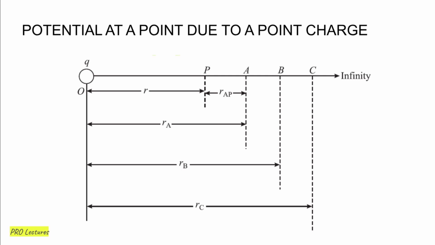Now, to calculate the electric potential at a point P, we use the relationship that work done per unit charge in moving a charge from infinity to the point P is equal to the potential at that point. Let's break down work done per unit charge in moving a charge from infinity to point P as sum of work done in moving unit charge from A to P, B to A, C to B, and so on till infinity. Let's begin by calculating the work done per unit charge in moving the charge Q0 from A to P first.